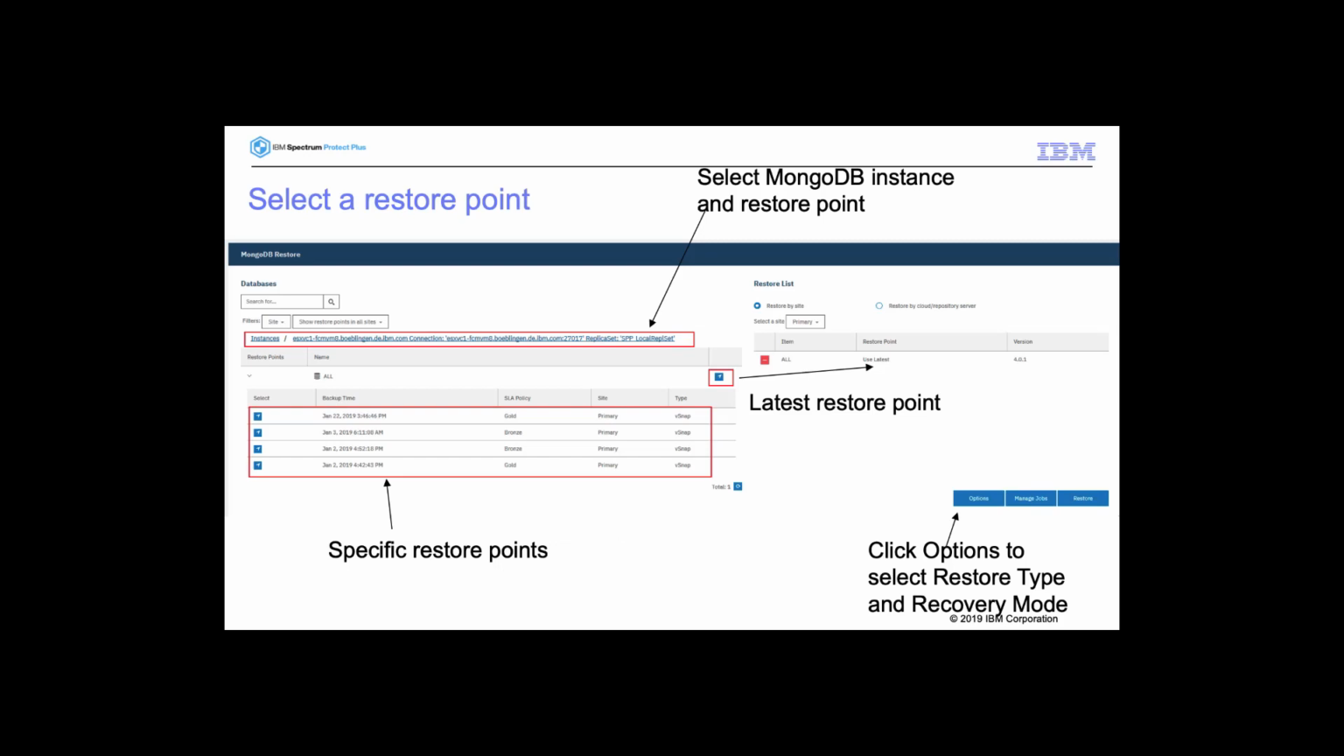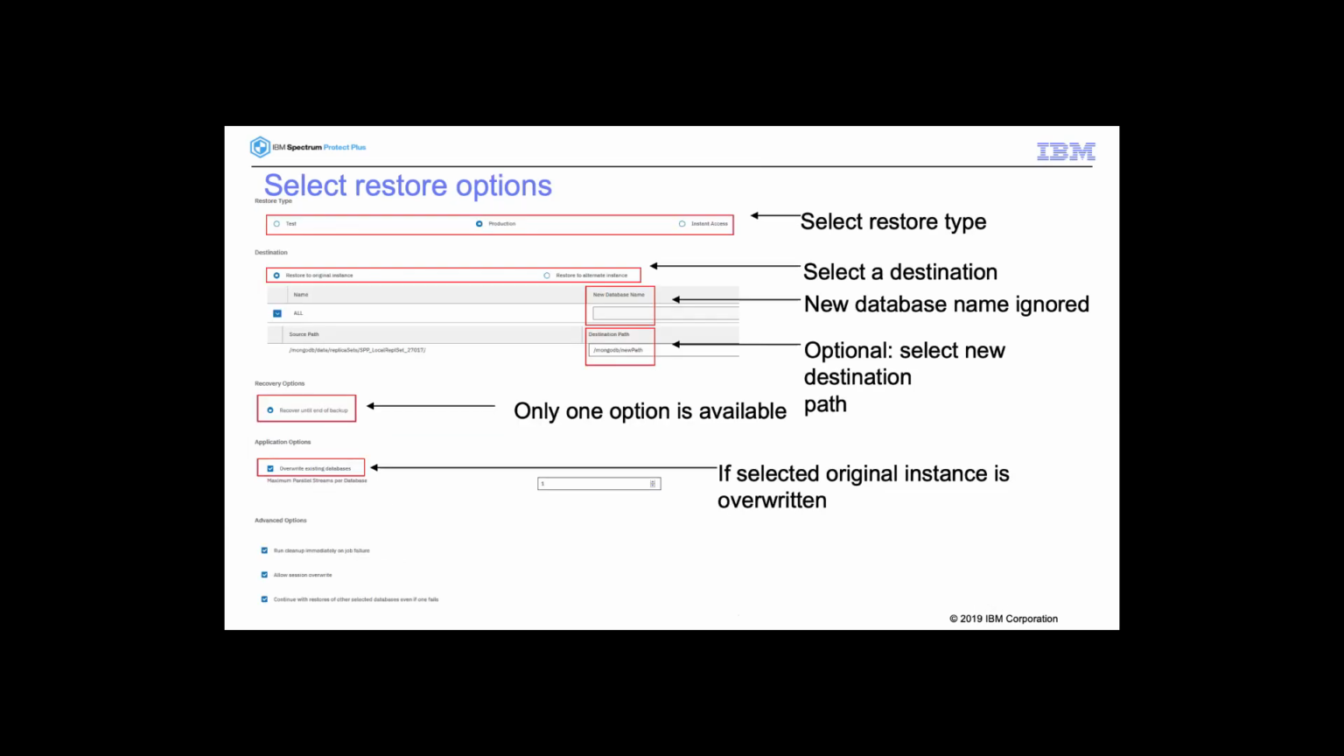Once you do that, you'll just apply an SLA like you do any other application. And when you're ready to do a restore, you can choose a restore point that you want, either pick the latest or pick a particular restore point, move it over to the right hand side, and choose your options to select the restore type and recovery mode for your MongoDB.